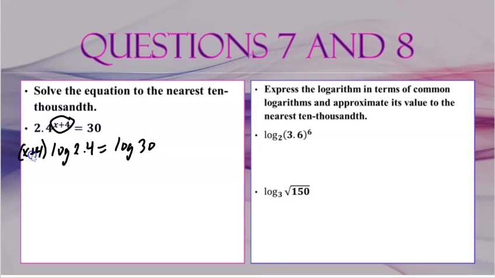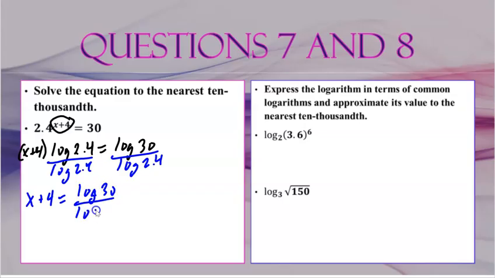And then I can get the x plus 4 by itself by dividing by log of 2.4. And do that on both sides. And I'm left with x plus 4 equaling log of 30 divided by the log of 2.4. Now you could solve that right away, otherwise I just wait until the very end. So I'm going to subtract 4 on both sides, and I'll do this on my calculator all at once.